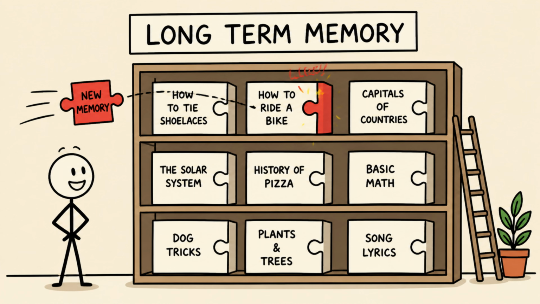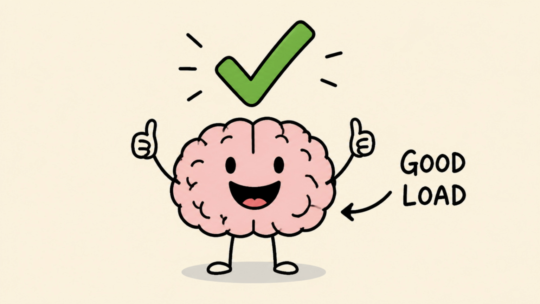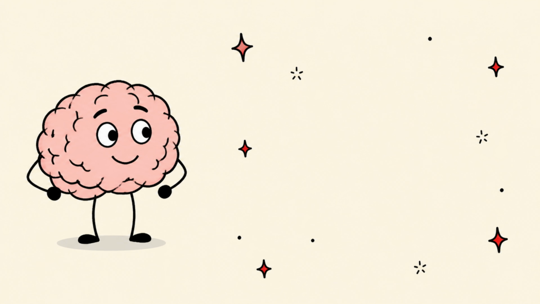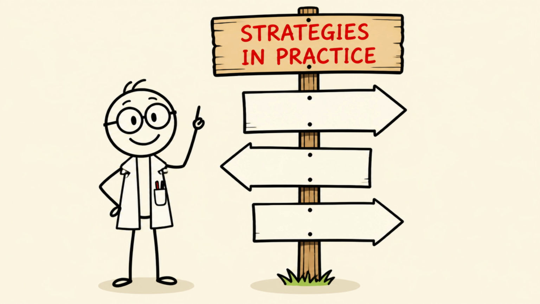It's the work of connecting new information to existing knowledge, building long-term memory schemas we talked about earlier. Germane load is good. It's the effort that actually builds understanding. The goal of good instructional design isn't to eliminate all mental effort. It's to strip away the extraneous load so there's more room for germane load to do its work. So what does this actually look like in practice?